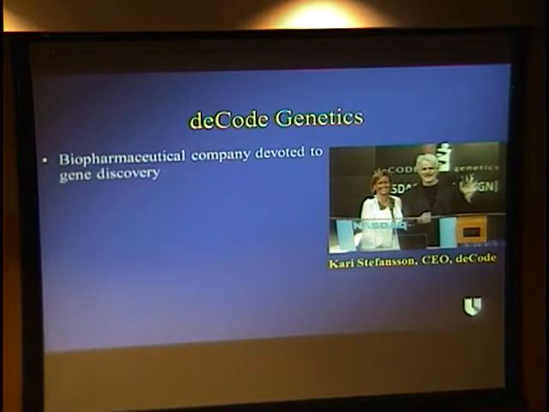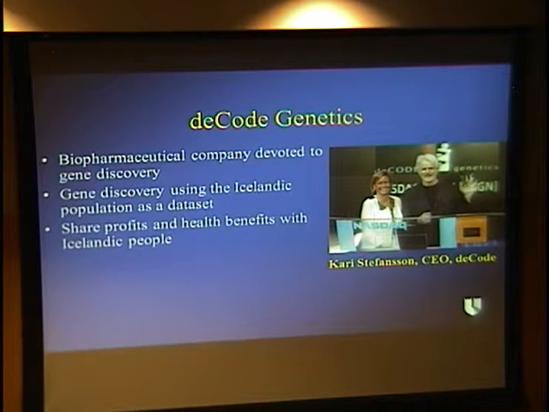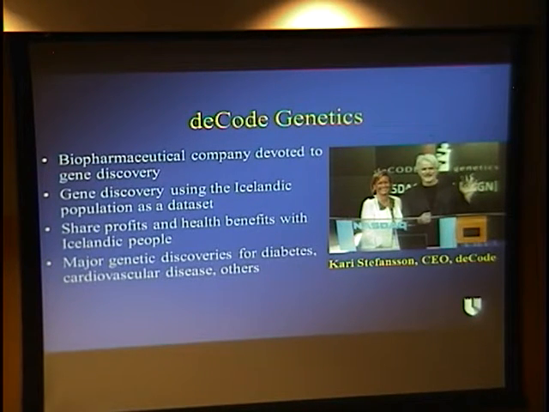A company, Decode, a biopharmaceutical, very successful in its day, was devoted to gene discovery and co-opted the whole country into the grand experiment. So it was done with consent of the population, at least a popular vote. And I'm not sure this would ever happen in the United States. But they apparently did agree. And the company agreed to share the profits and the health benefits with the Icelandic people that were to be discovered. They did, in fact, find many, many major discoveries in diabetes, cardiovascular disease, macular degeneration, a lot of smaller syndromes. But that sharing the profits thing went downhill when they went bankrupt a few years later.